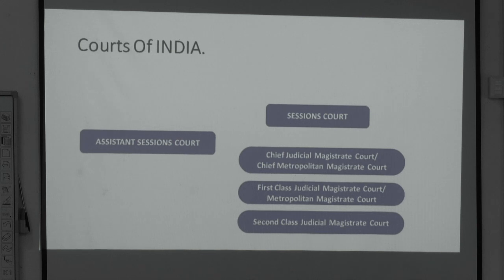Preside over. The CJM, Chief Judicial Magistrate, is also known as District Judge, short form DJ. Okay, they call themselves DJ. The district judge presides over this sessions court. Below this you will have the first class judicial magistrate and then the second class judicial magistrate. It is very important; each one of them has different capacities, and you will be asked about their capacity.